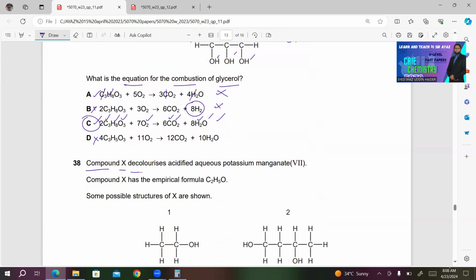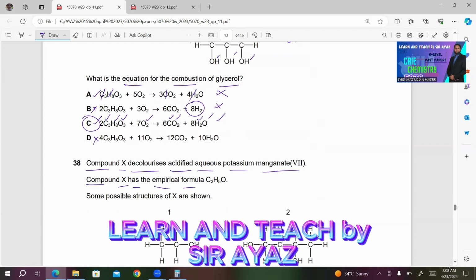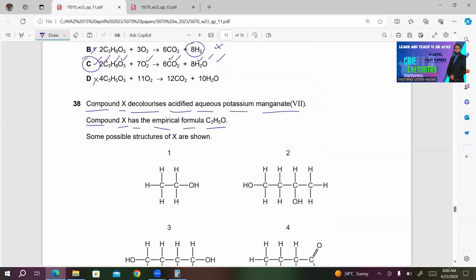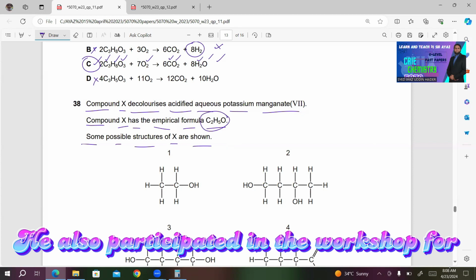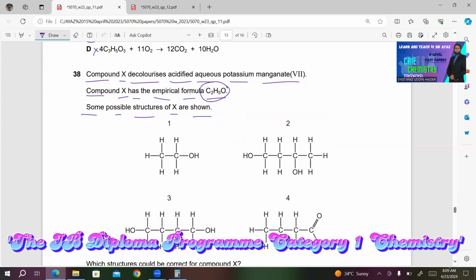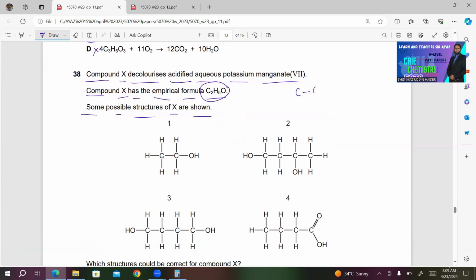38. Compound X decolorizes acidified aqueous potassium manganate(VII). Compound X has the empirical formula C2H5O. Some possible structures of X are shown. This must be an alcohol because acidified potassium manganate oxidizes alcohol to carboxylic acid. During this reaction, it gets decolorized. It's C2H5O, so it must be ethanol.